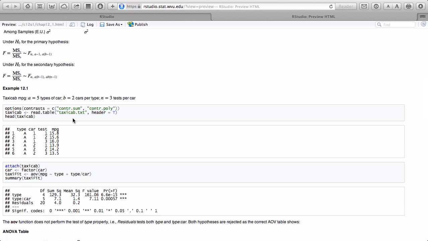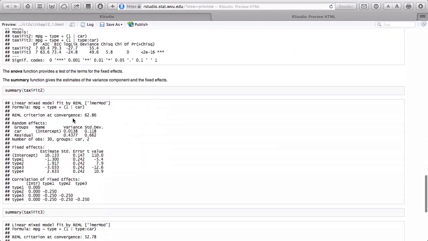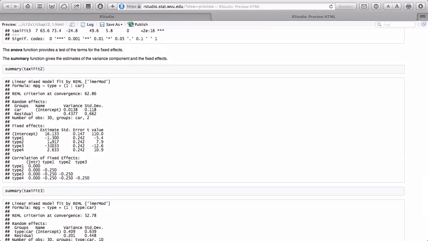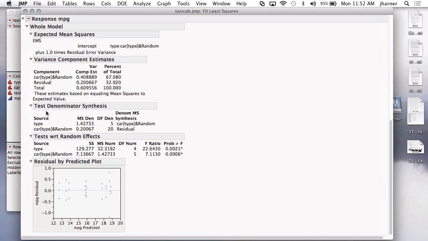So in other words, this output right here is using a sum, but the output you'll download uses alpha 1 equals 0. So you might ask, does this, using the sum, and these are the coefficients for type, I think you can get those here. Here are the variance components.